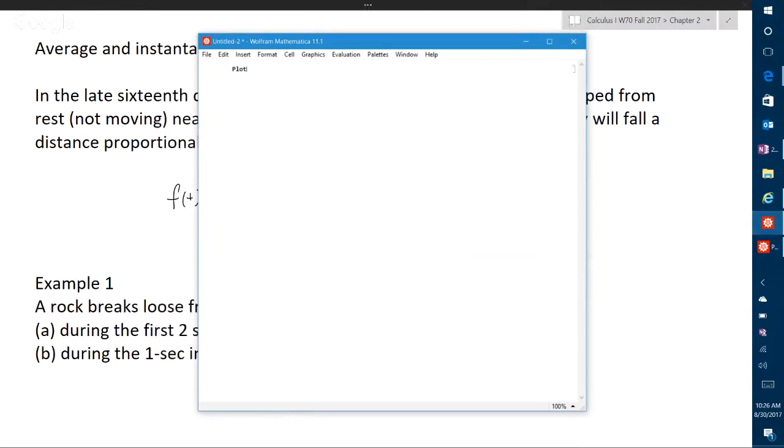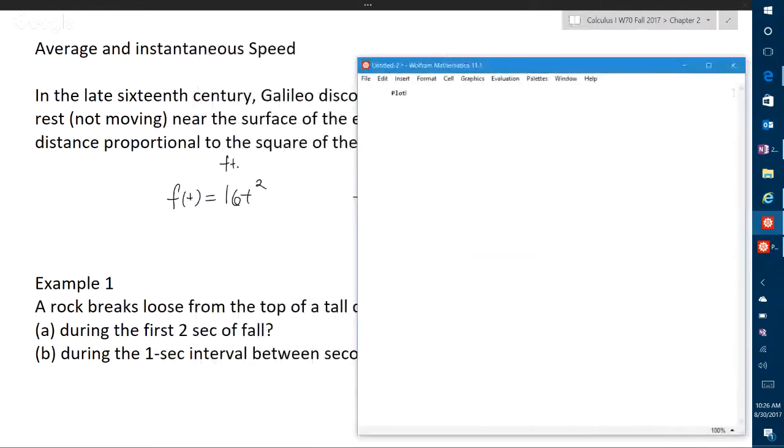So let's input that. All right, so plot, and then I'm going to put a bracket. You don't have to input it as f of t is equal to 16t squared. It's already going to assume that it's a function. You just need to put in 16t squared.